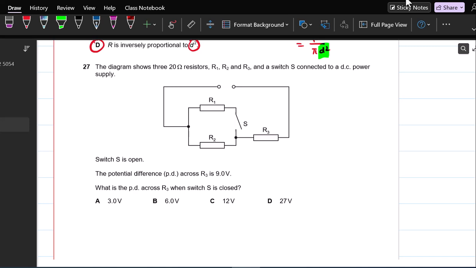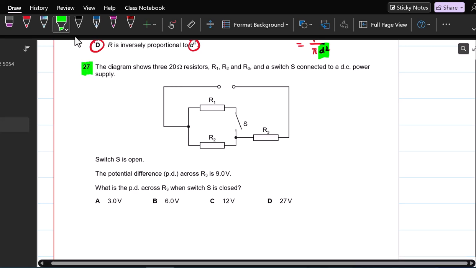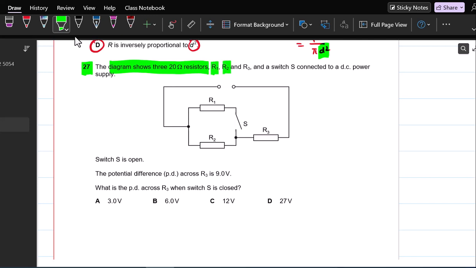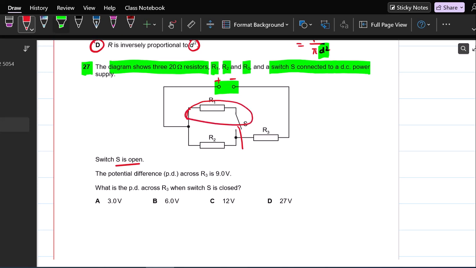Okay, students, we are now on question number 27. Question number 27 says the diagram shows three 20 ohm resistors R1, R2 and R3 and a switch S connected to a DC power supply. So here is a DC power supply. The switch S is open. It is open, so it means this branch is not going to be considered. You can assume that here we have no branch.